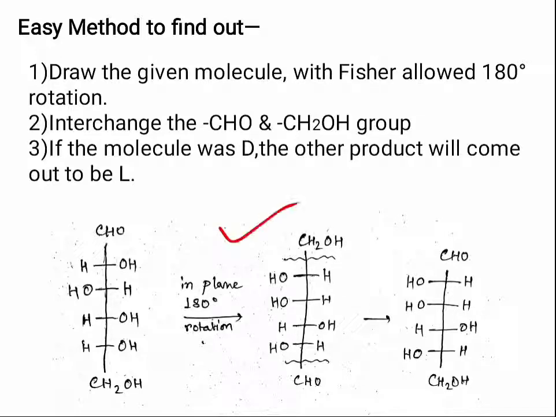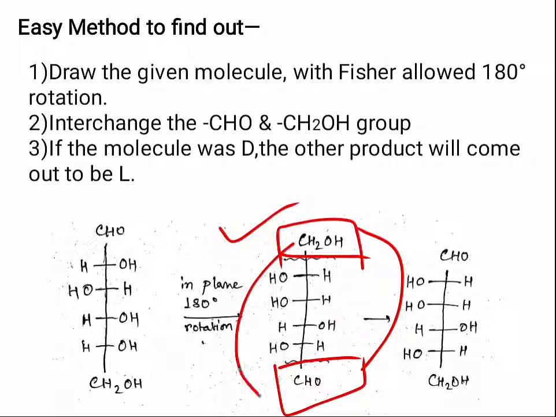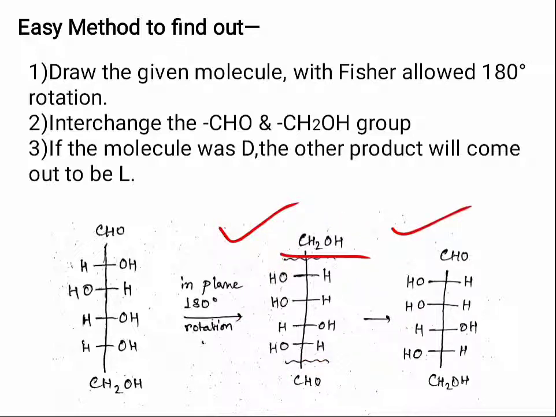So you will get this, and in the next step just cut it down and replace these two. This CHO group will come here and this CH2OH group will come here. So you will get this structure, which is actually L-glucose. As the former was D, after rotation it will convert into L, so this one will become L. This is the L-glucose.